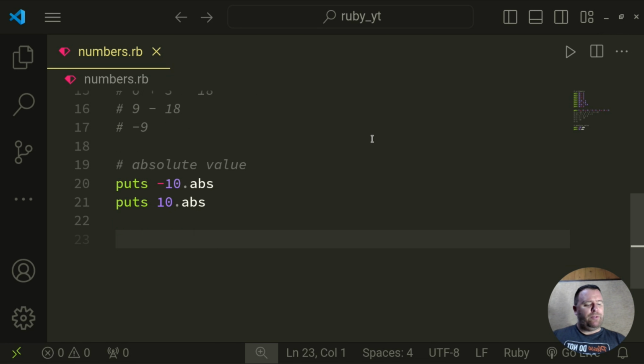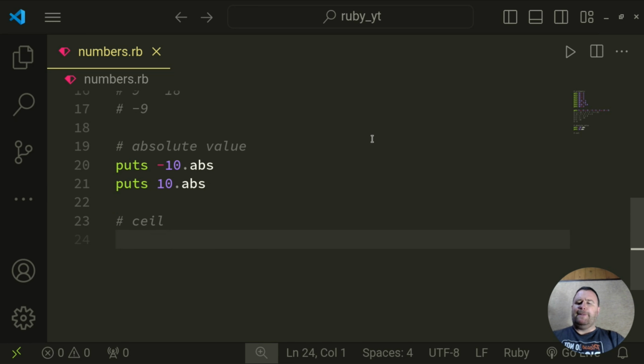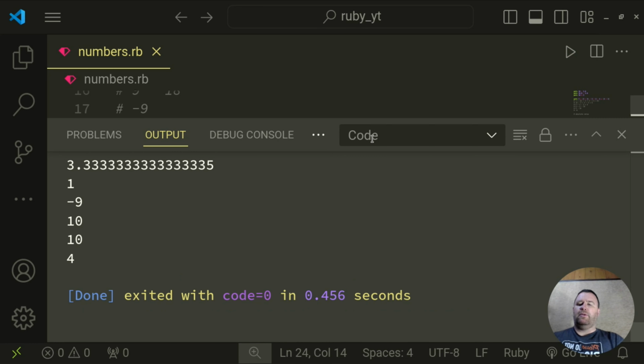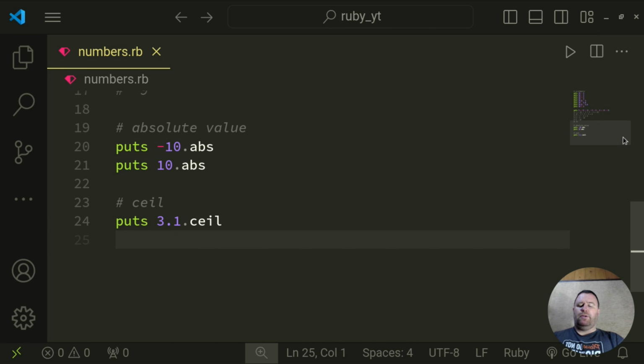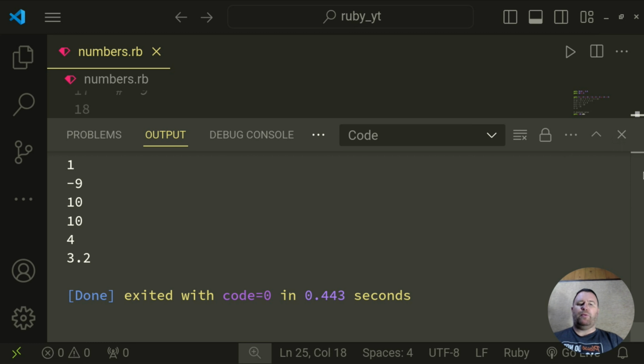Let's see, what else can we do? Well, we can bring a number up to a ceiling. So let's do the ceil method in Ruby. Let's do puts, and we'll do 3.1 and then dot ceil, and this should give us 4. Okay, and it does. We see we get 4 here. We could also do puts 3.15 dot ceil, going to the first decimal place, and if we do that, we get 3.2.